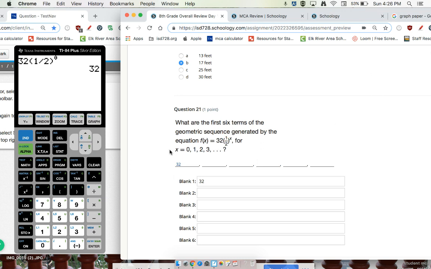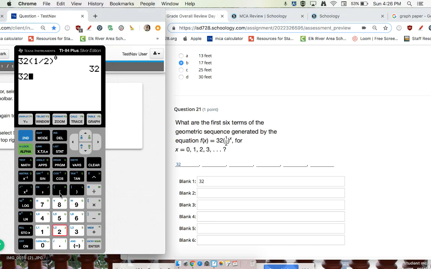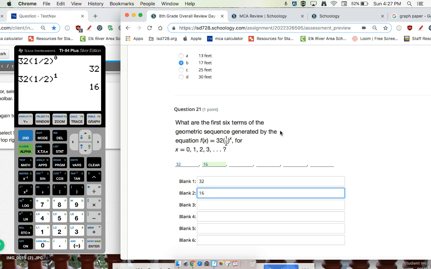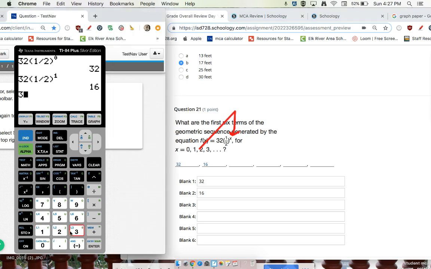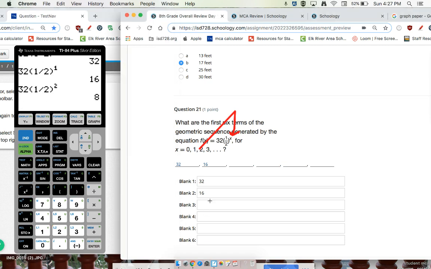Okay, next one, the first term. When x is 1, I'm going to plug a 1 in. 32 times one half to the first power. You don't even need to put the exponent there, but I'll go ahead and do it. That's just timesing by a half, so 16. Okay, second one. Now I'm going to put a 2 right where the x is. So 32 times one half squared. Enter, 8. I'm seeing a pattern here, but I'm going to just keep evaluating through.